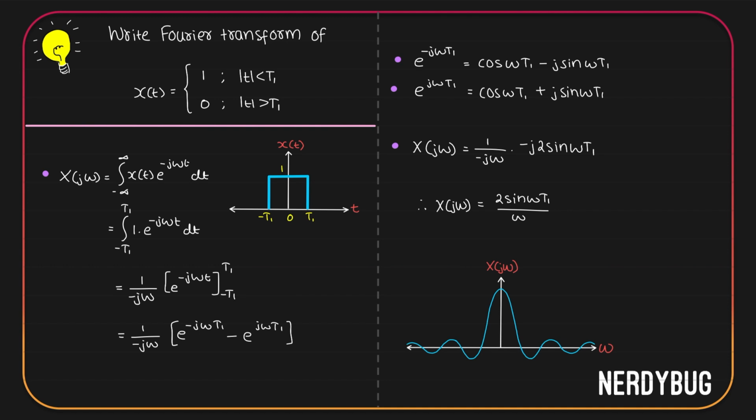It has maximum value at omega equal to 0. At omega equal to 0, x of j omega will be 2 sine 0 divided by 0. But this is of the form 0 by 0, which is indeterminate. So we will apply a limit. We can write limit omega tends to 0, 2 sine omega t1 divided by omega. We know that limit theta tends to 0, sine theta by theta is equal to 1. So if we can write this in that form, it will be easier for us to calculate.